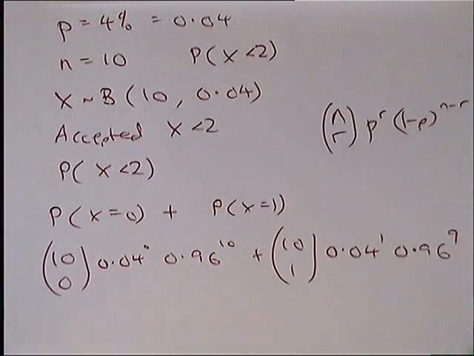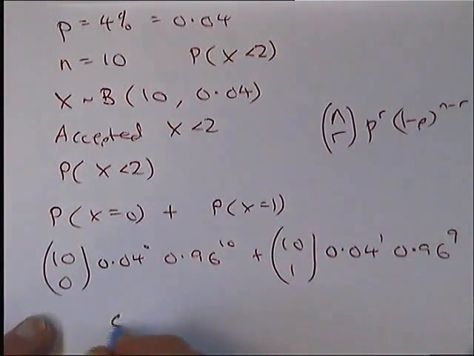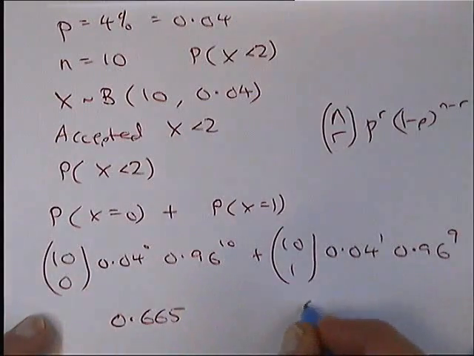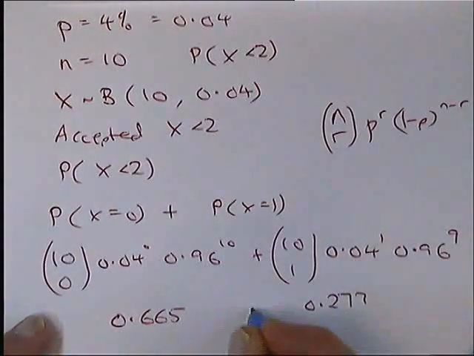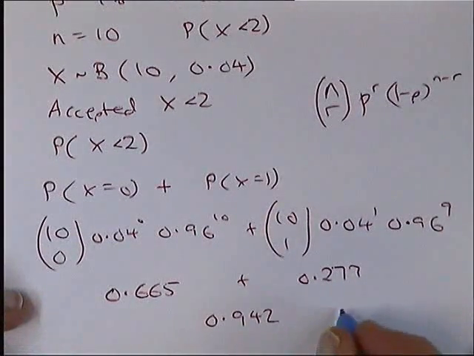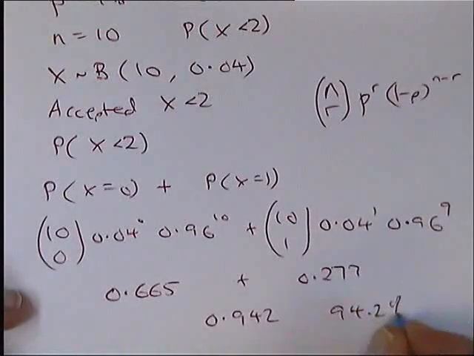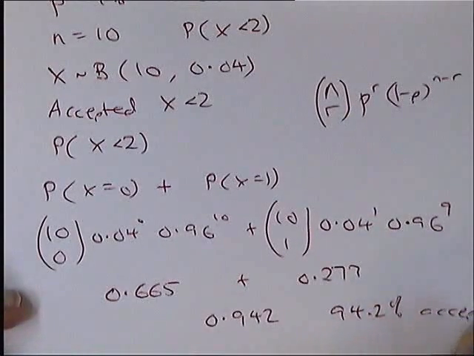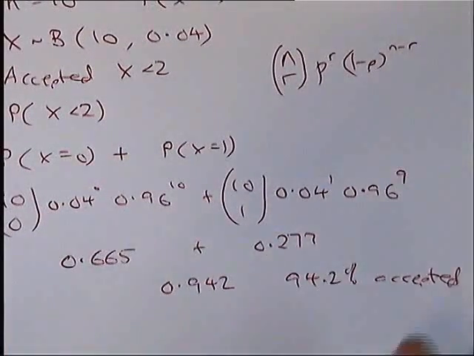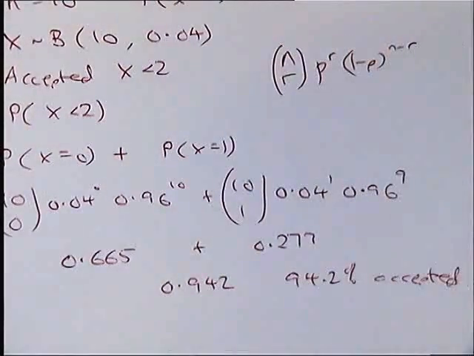If we work both of these out, work this one out on a calculator, you should get 0.665. The second one on a calculator, you should get 0.277. If you add those together, you should get 0.942. So 94.2% would be accepted.